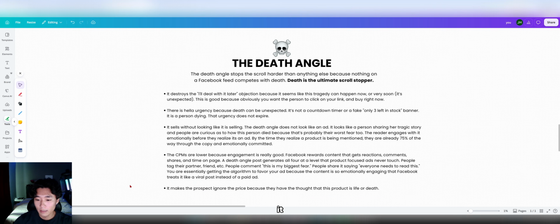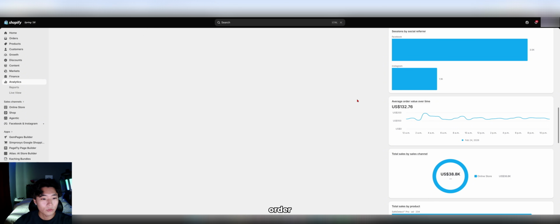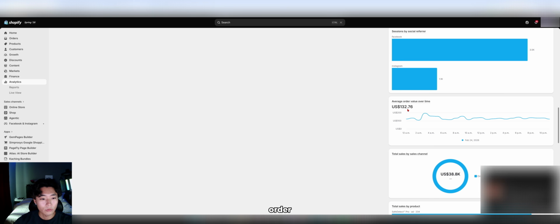And then finally, it makes the prospect ignore the price because they have the thought that this product is literally life or death. Now, I actually show you guys the average order value here is $132, and I was not selling it for that price. I was actually doing a good offer, so my product price was actually lower, but the average order value was higher.